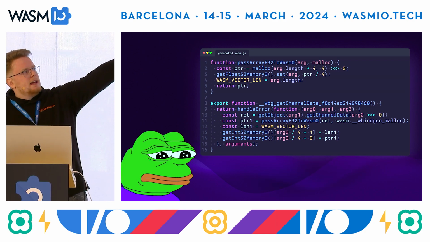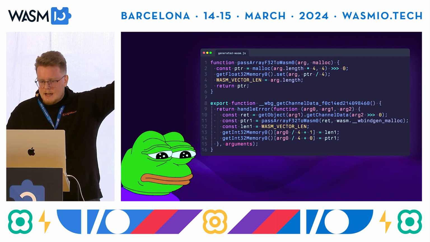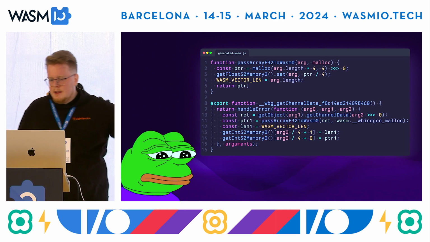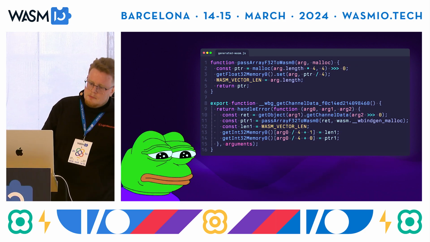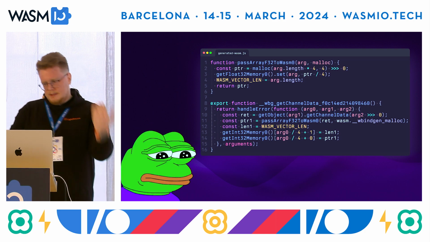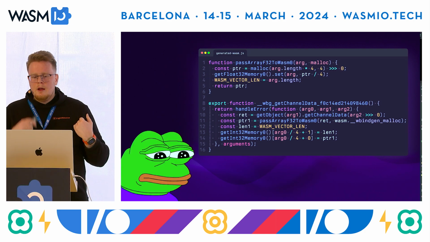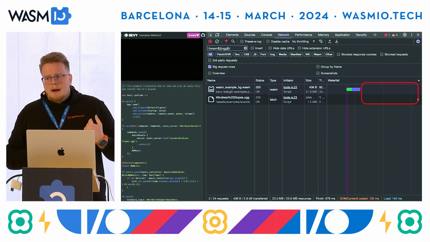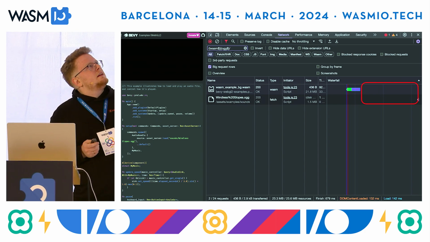So basically here, the get float 32 memory set is where the copy happens. And this is needed because we need to own the memory, and we can own the memory only in the other direction. So I thought that this is bad, and this is really bad, because here's the Bevy.